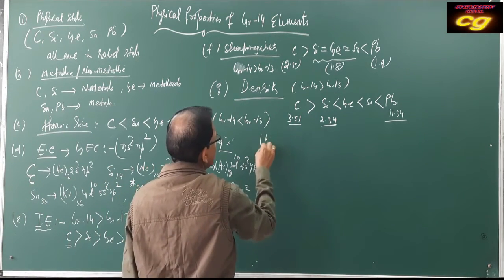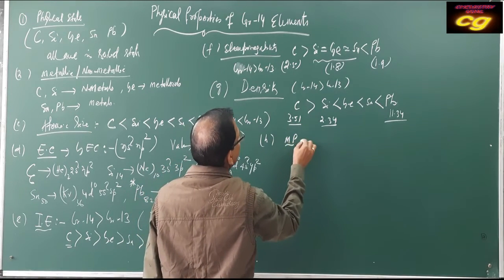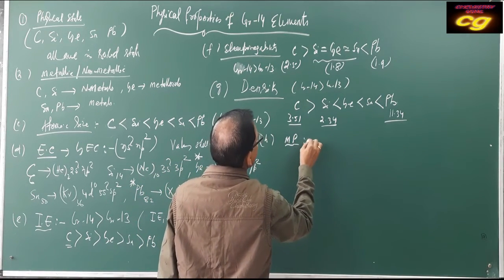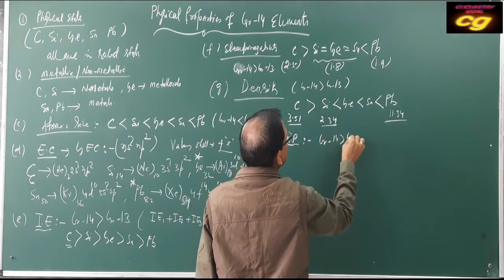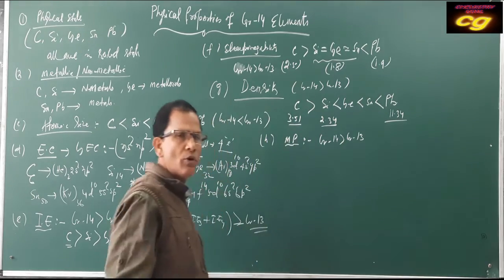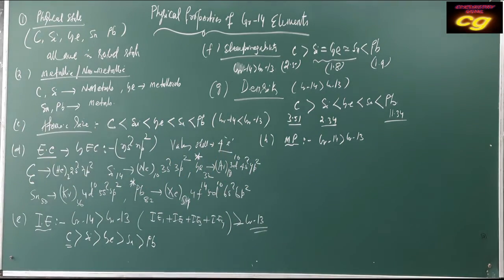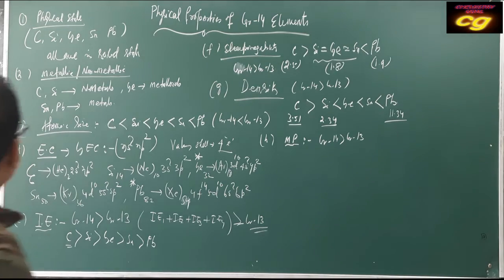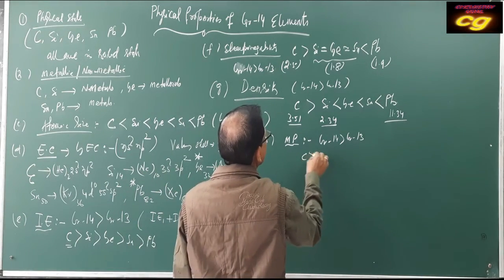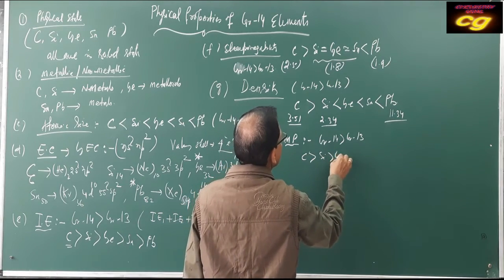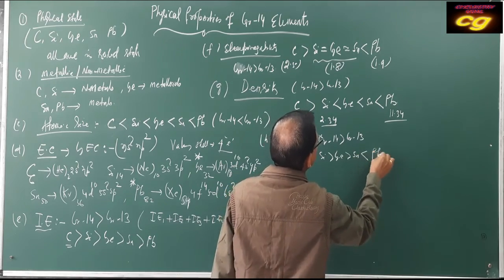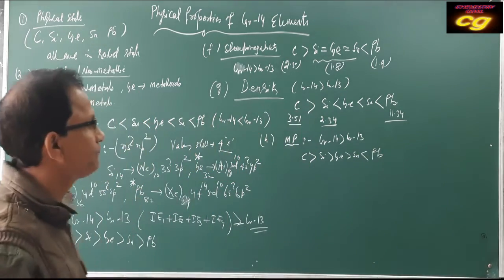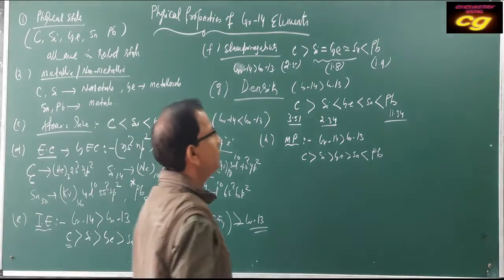We can also discuss melting point. Melting point order, if you see, group 14 is greater than group 13. Almost all properties of group 14 are greater than group 13 due to small size. And what is the order? Generally decreasing order: carbon greater than silicon, greater than germanium, greater than tin, but tin is less than Pb. This is the deviation here. Tin is less than Pb.